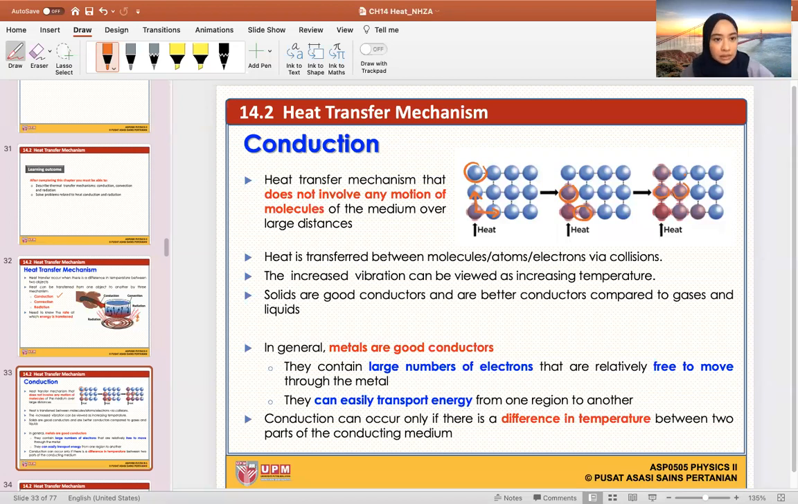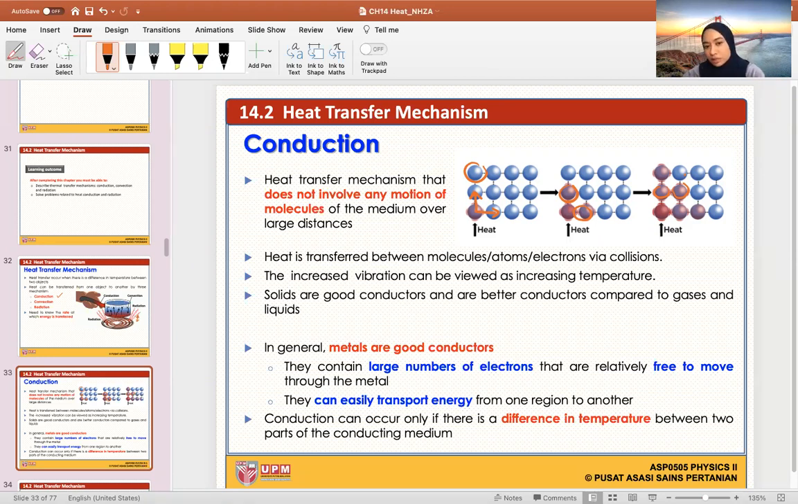What is distributed here per se? Heat energy ataupun kinetic energy, because they are vibrating or they are colliding. Kinetic is something that is related to movement, right? So they are actually transferring kinetic energy. They are transferring heat, tapi dia jadi kinetic energy. So okay lah, tak apalah, kita cakap pasal heat energy dulu.